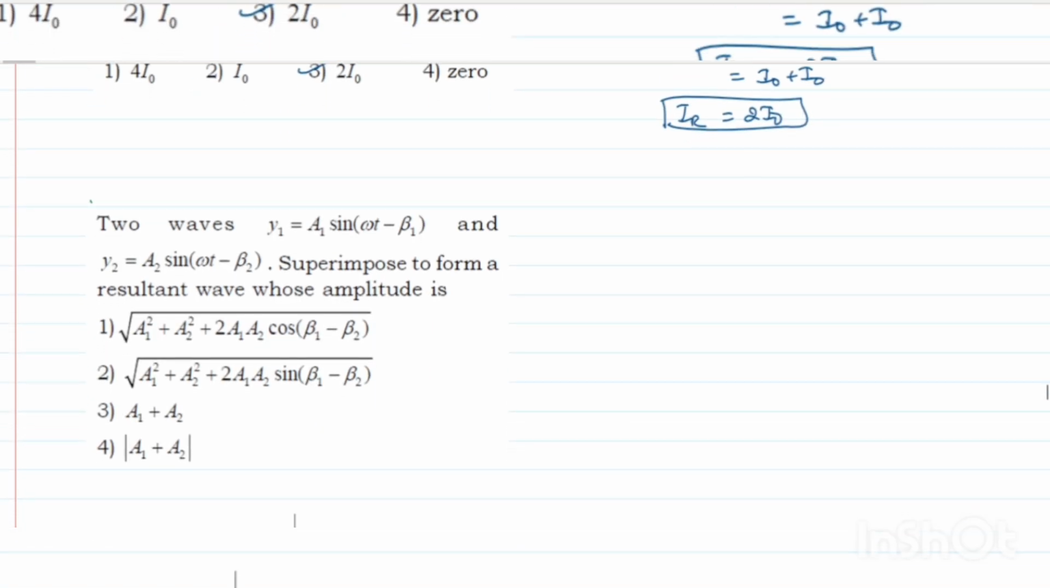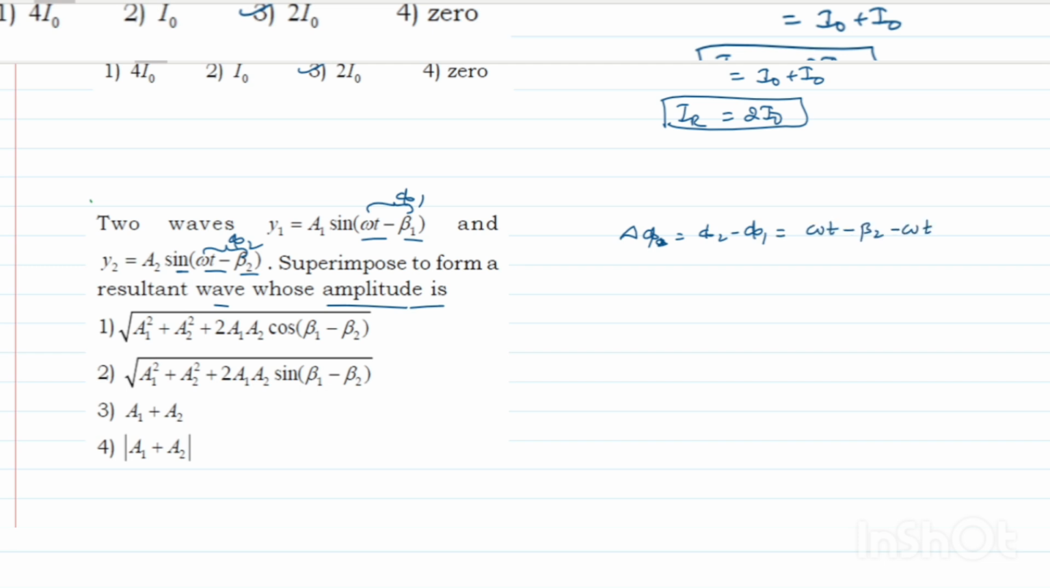Let us see the next question, students. Two waves y1 equal to a1 sin(omega t minus beta 1) and y2 equal to a2 sin(omega t minus beta 2) are superimposed to form a resultant wave whose amplitude is asked. Here you have to calculate the phase difference. Delta phi is phi 2 minus phi 1, which is omega t minus beta 2 minus omega t plus beta 1. Omega t gets cancelled, and the phase difference is beta 1 minus beta 2.